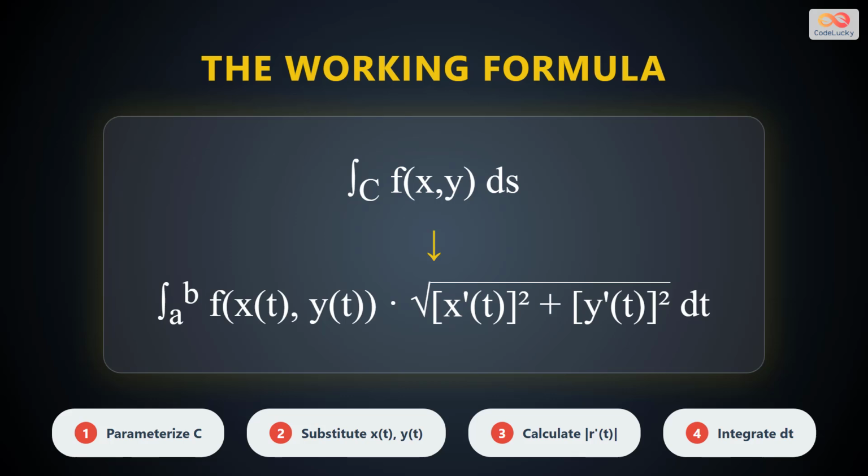Putting it all together, we get our working formula. To evaluate a line integral, we substitute our parameterized functions for x and y into the main function. Then, we replace ds with the square root formula we just derived. Finally, we integrate with respect to t from our start time a to end time b.